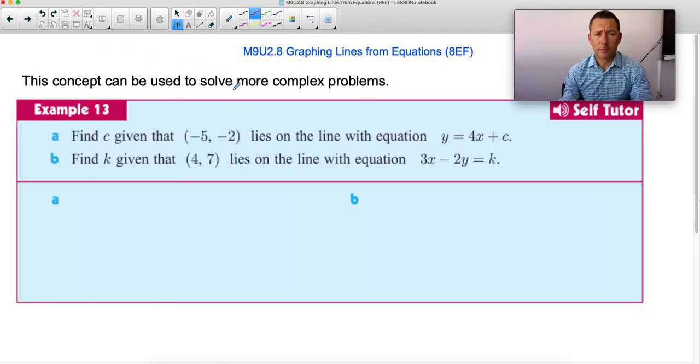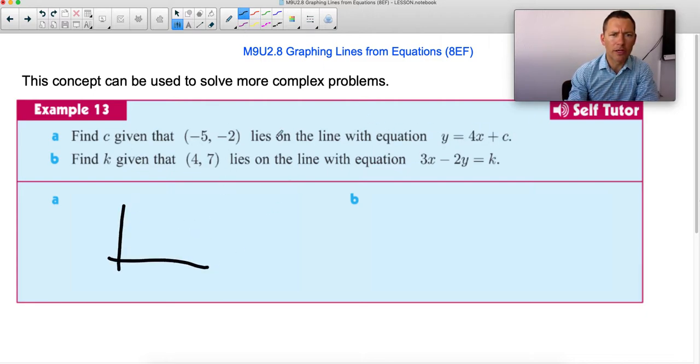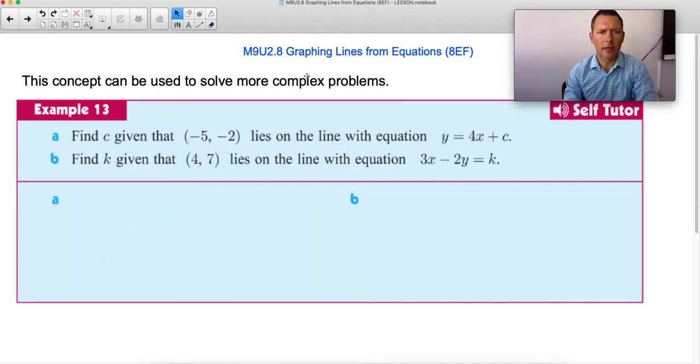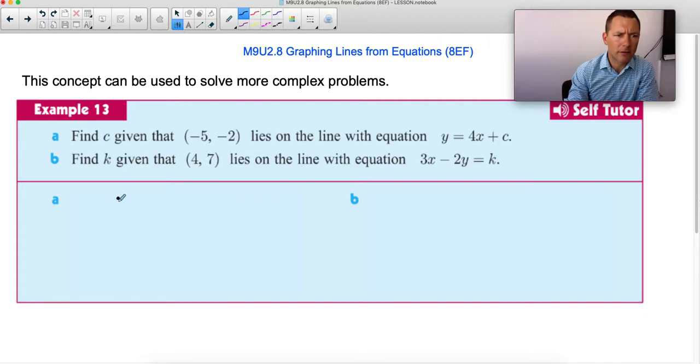And we can use this concept to solve more complex problems. Find c, given that this point does lie on the line with some equation. Essentially what we're doing is, look, here's (-2, -5). Well, I guess we'll do it algebraically. I know that y equals 4x plus c is a line. I'm not sure what c is, but I know that this x value and this y value make this true.